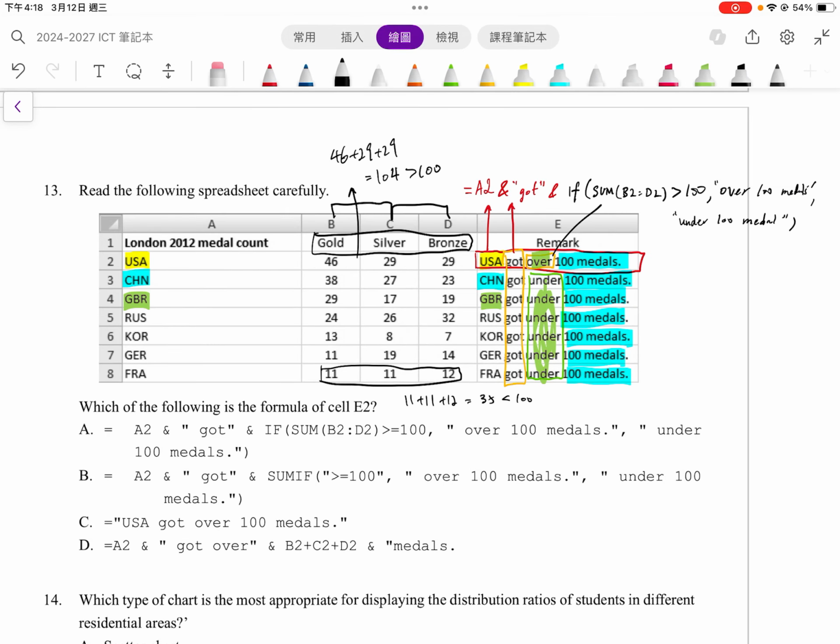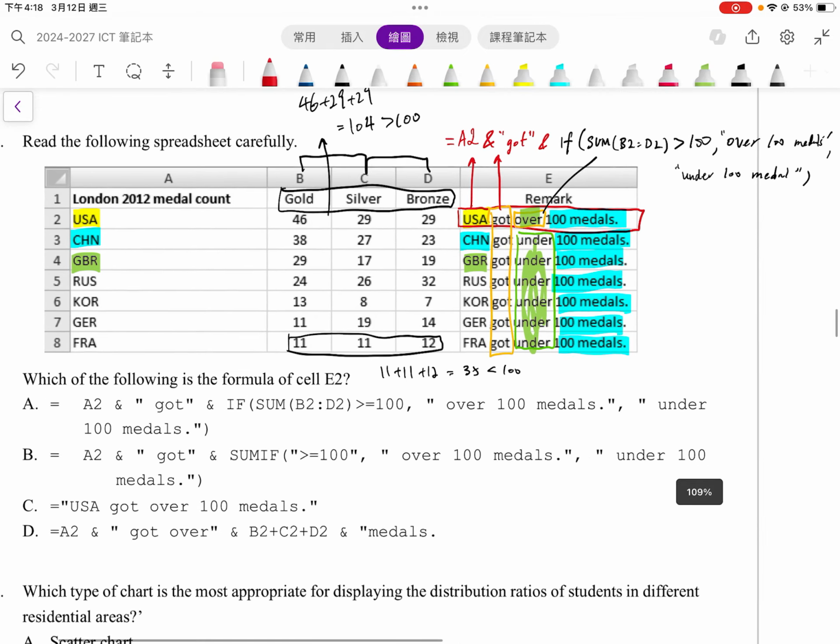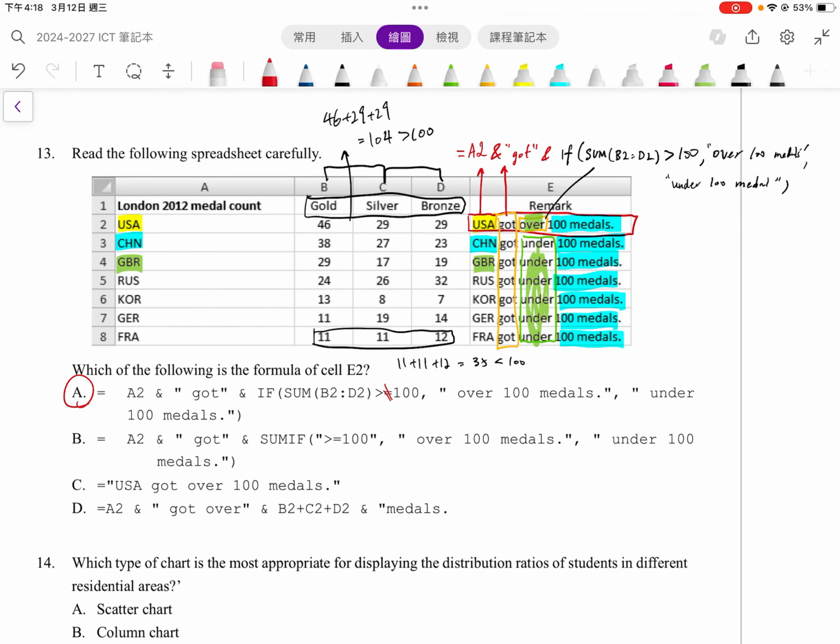Okay, but of course, for this case, I think that option A should be right. Maybe they made a mistake, because over 100 means greater than 100. So in this case, A should be the answer. So we don't use equal, because equal is not over. So this is a minor mistake from the paper. This is question 13.